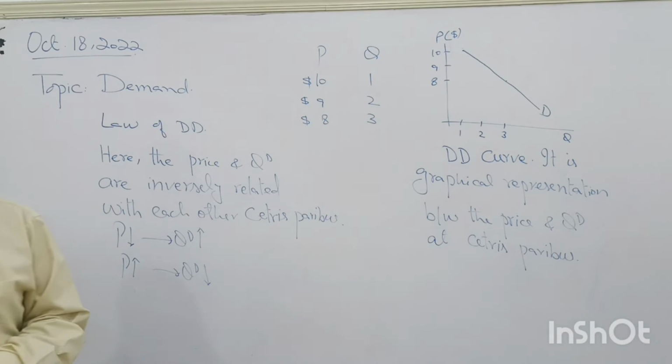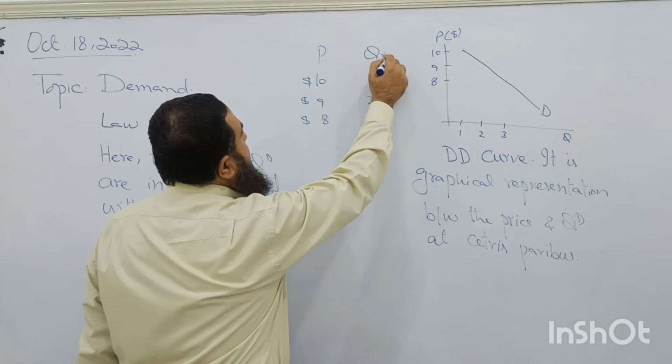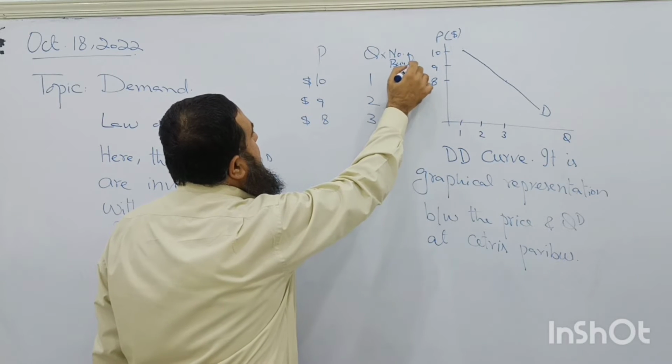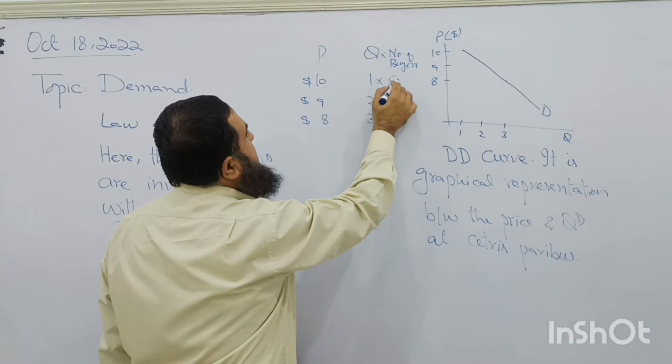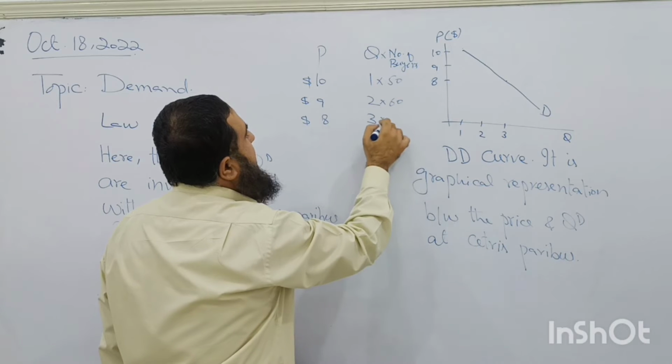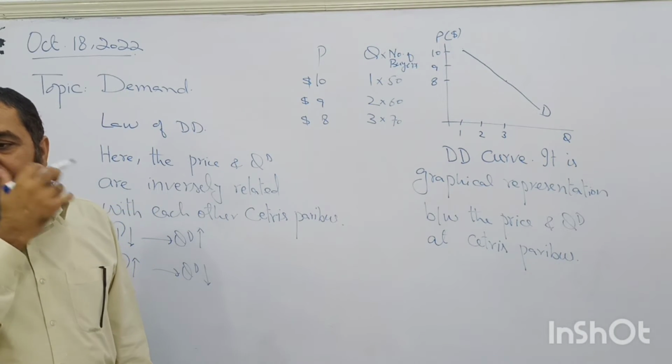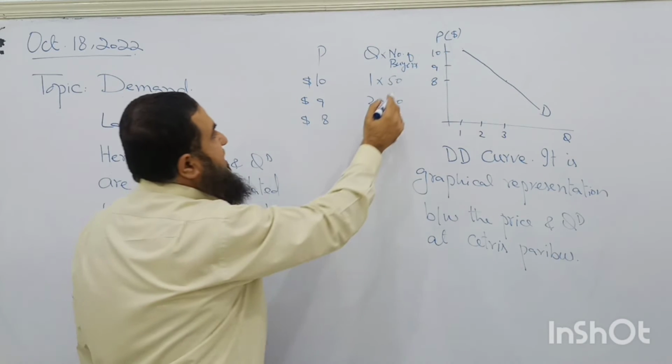Clear? This is the individual demand. How can we get the market demand? Multiply here by the number of buyers. So you can see if there are 50 buyers and then 60 buyers and then 70 buyers. At each price, please be attentive, at each price what is happening?